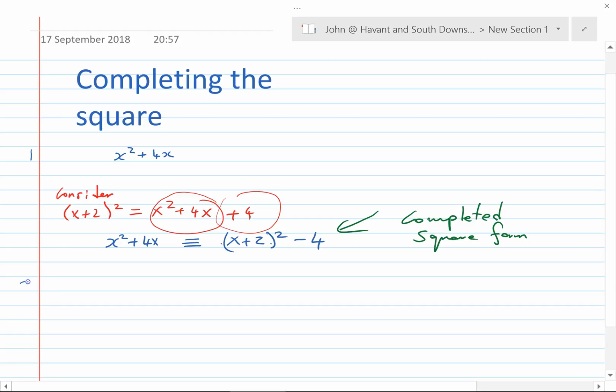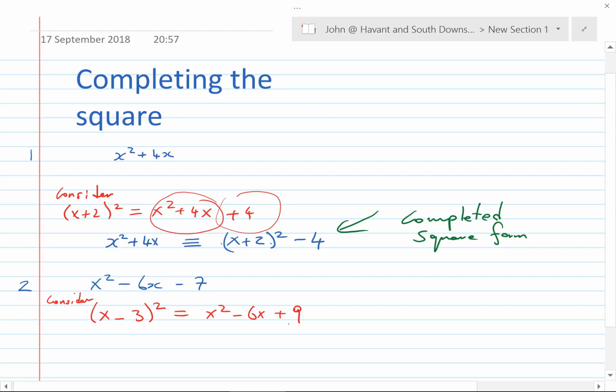Okay, let's do another example. x squared minus 6x minus 7. So what we're going to do is consider the expression with this 6 halved. So we're going to consider x minus 3 squared, because we're going to get the x squared minus 6x that we've got here, but we're also going to get plus 9.